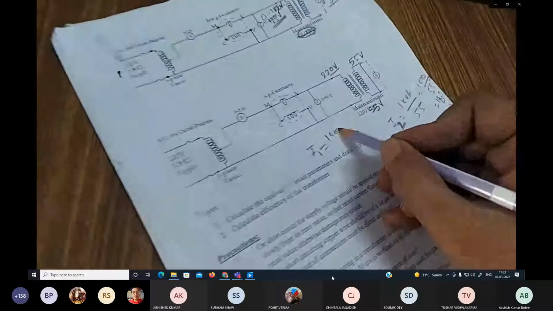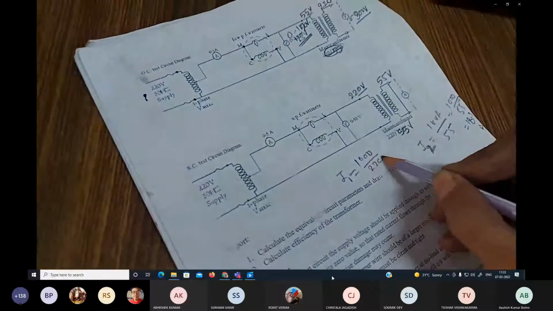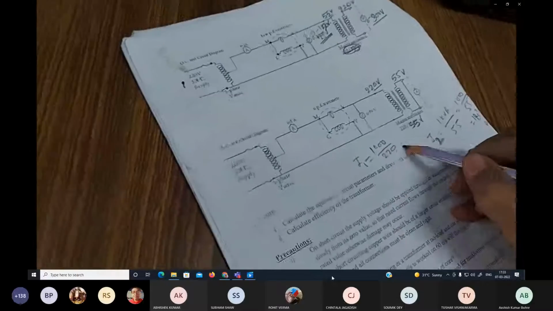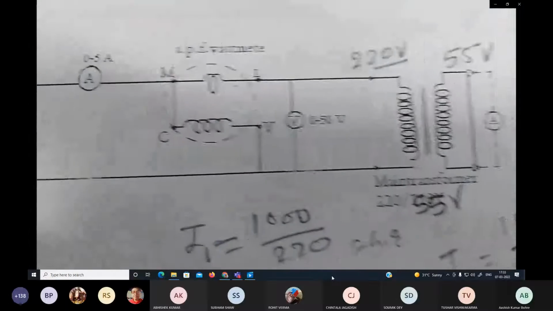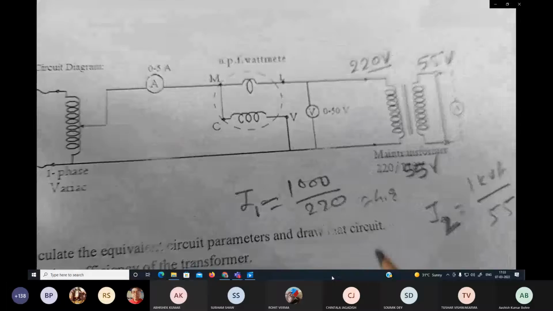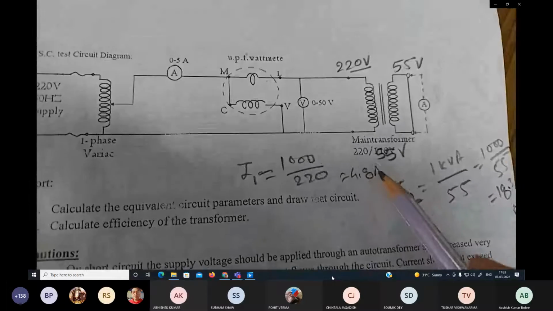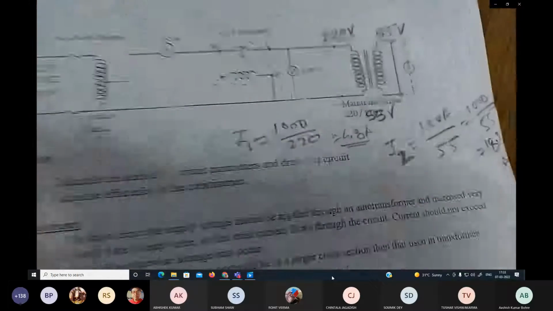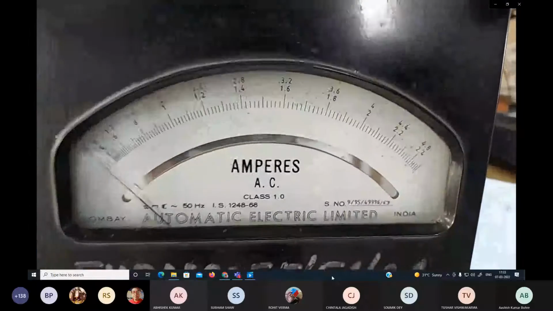So it will be calculated by dividing 1000, that is 1 kVA, by 220, because we are going to measure the current through the primary winding, which is the high voltage winding, the 220 volt side. Total power is 1 kVA divided by 220, so 4.8 will be a suitable range. We can see that the 4.8 range is there.